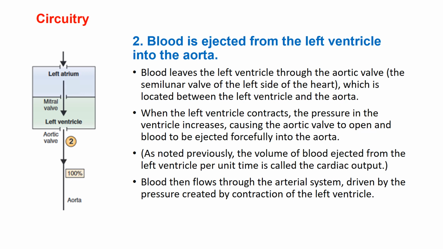Step 2. Blood is ejected from the left ventricle into the aorta. Blood leaves the left ventricle through the aortic valve, the semilunar valve of the left side of the heart, which is located between the left ventricle and the aorta.